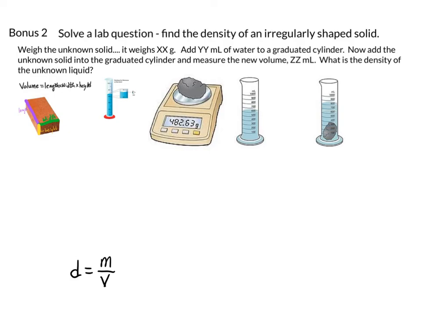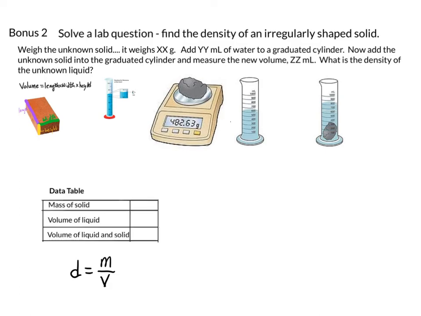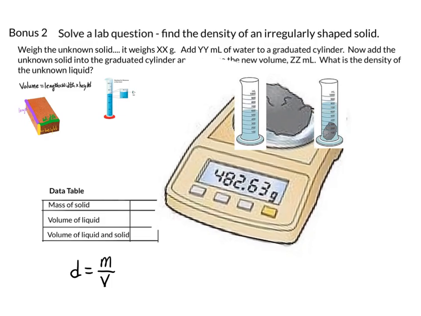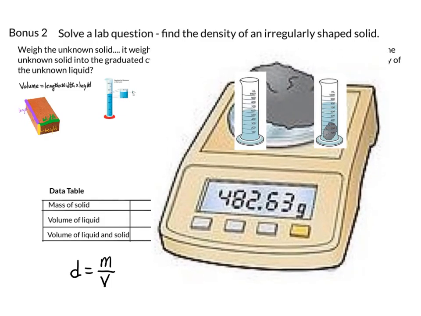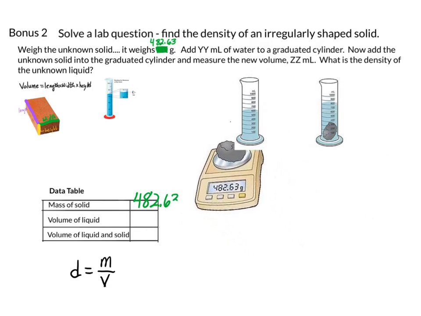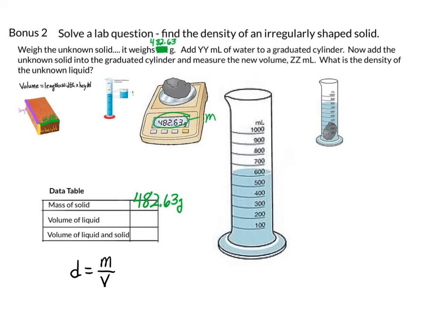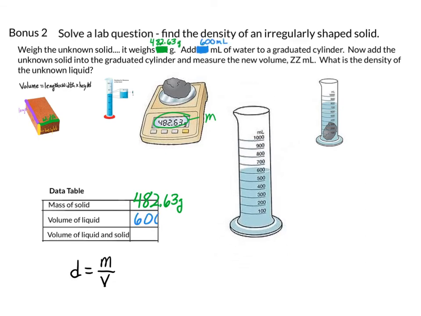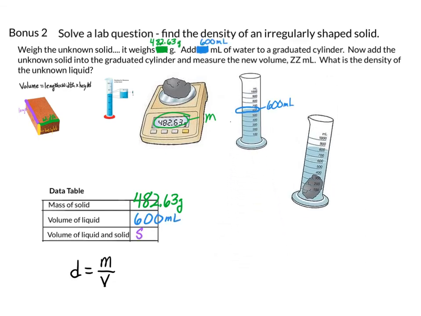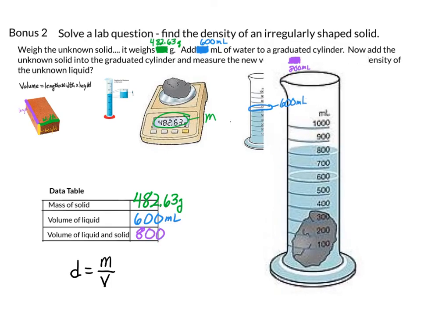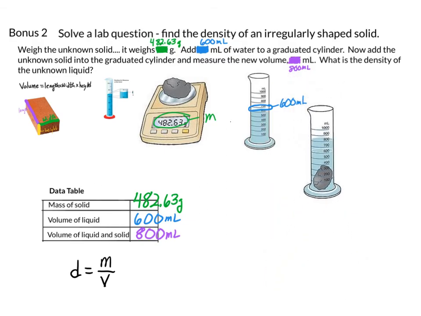Let's see what the result is of our experimental calculation. We'll be filling out our data table with this information. We're going to find the mass of the solid. Reading from the balance, we see that that is 482.63 grams. Then we're going to read the volume of just the liquid in the graduated cylinder, and that is 600 milliliters. And we'll find the volume of the solid and the liquid in the graduated cylinder, and we can see that that is 800 milliliters.